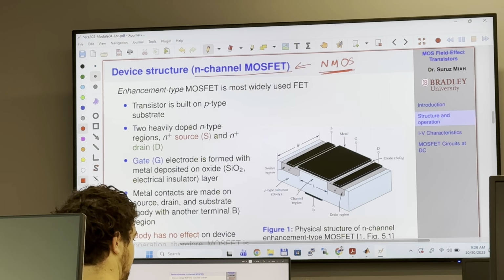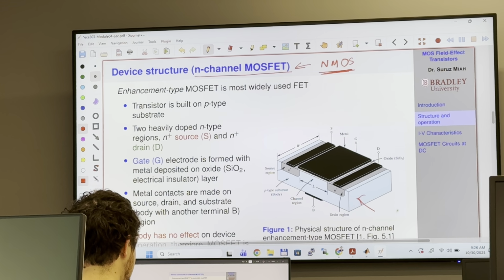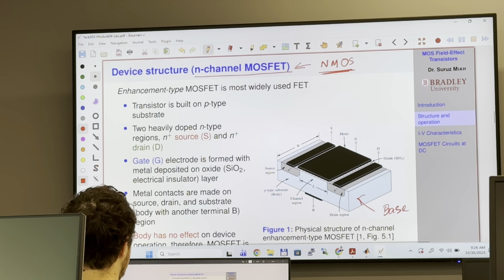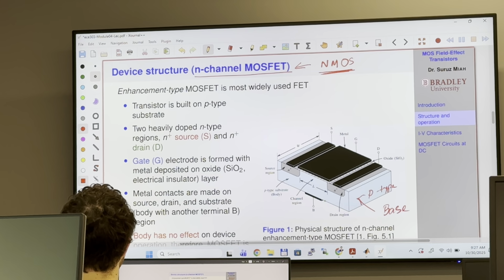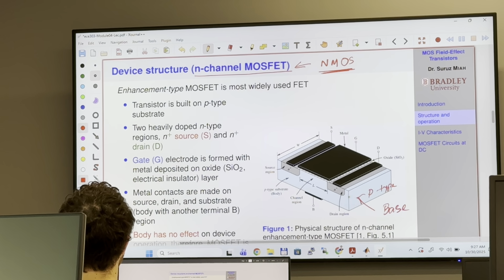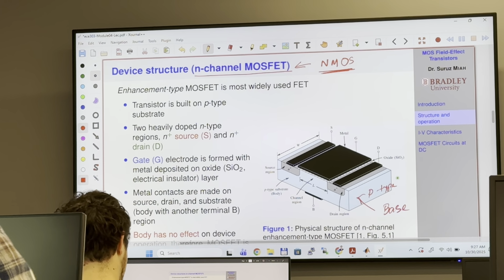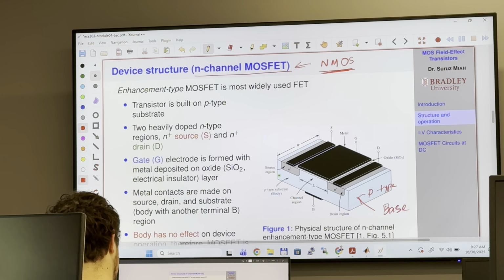This MOSFET is actually built on a base. In technical terms, it is called the substrate. So this is basically the base. The base is constructed with P-type materials. You have P-type materials that are used to construct the base.